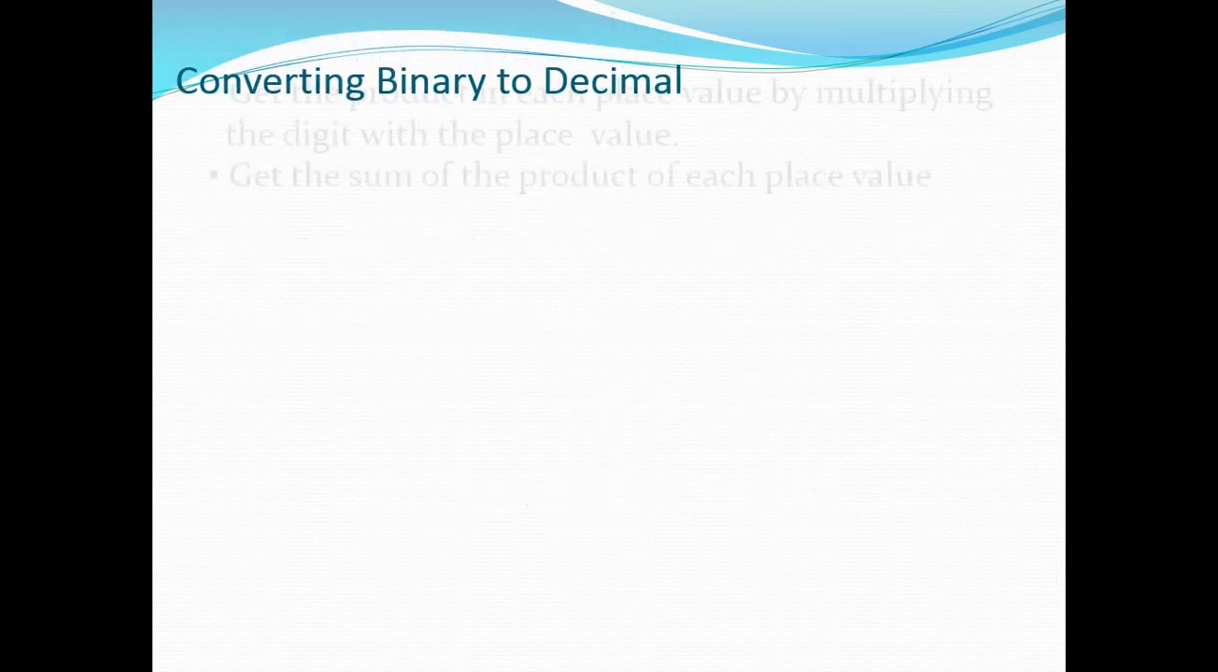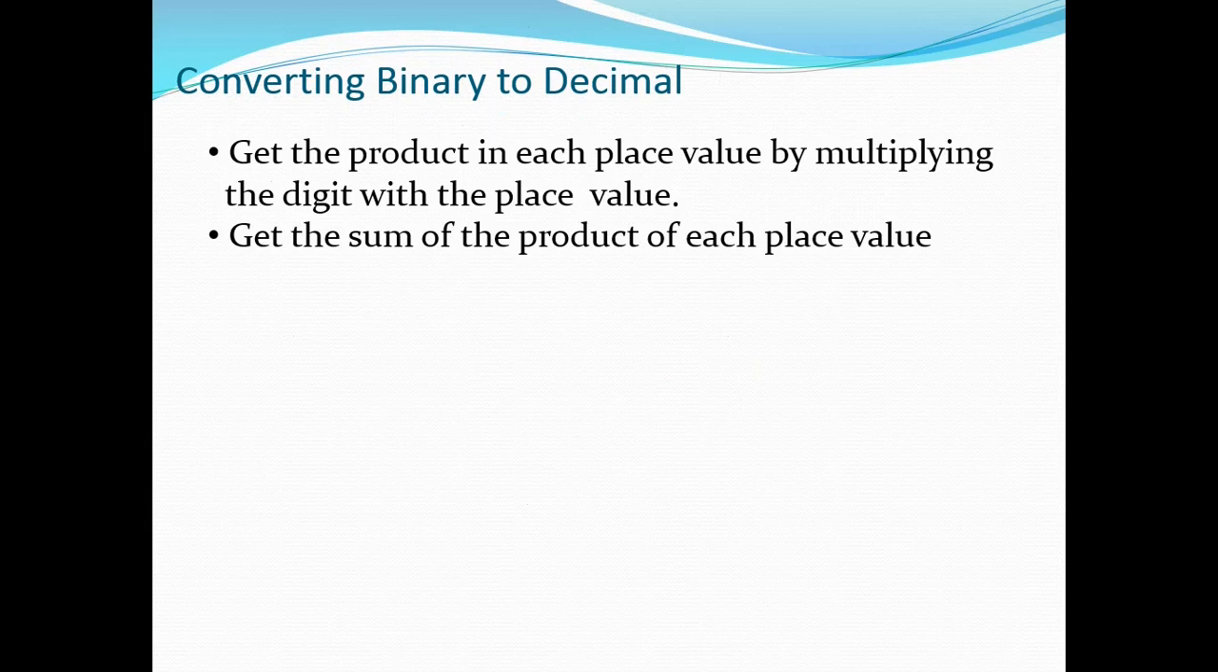So how do we convert binary to decimal? The procedure is really that simple. There are only 2 steps. Get the product in each place value by multiplying the digit by the place value. Get the sum of the products of each place value.